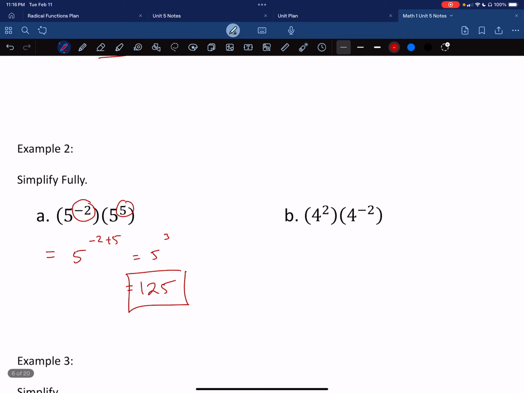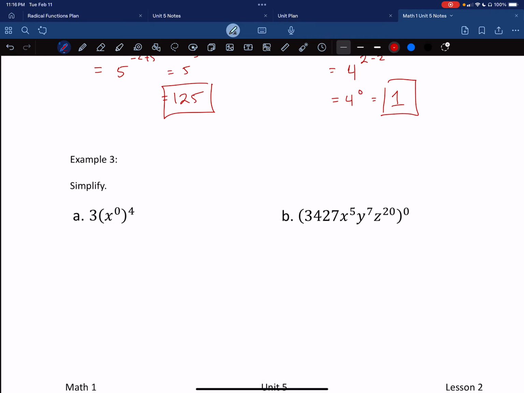So same thing here. We do letter B. We have same base. We can add the powers. So we're going to get 4 to the 2 minus 2. When you add a negative, you're just subtracting. So 2 minus 2 is 0. So this is going to end up being 4 to the 0 power or just 1. Anything to the 0 power is 1.